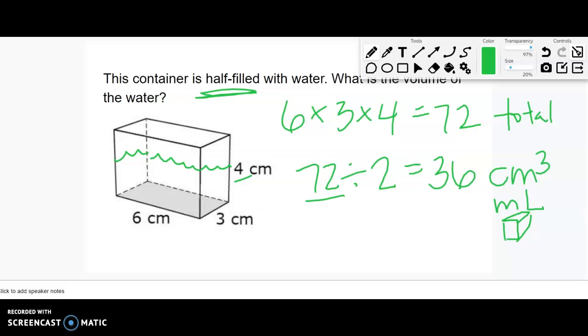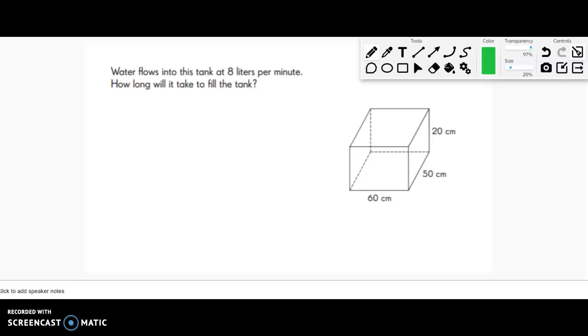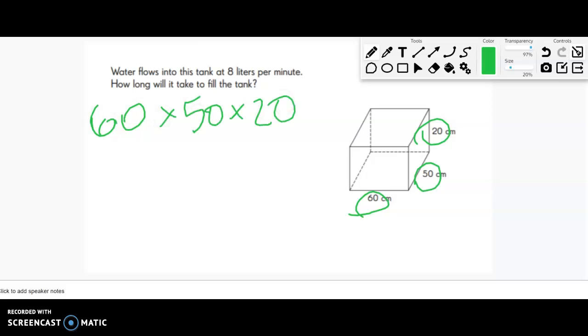So if it's only partway full, I just need to think about how do I find that part of the total. Do one more, and then you can always ask if you are stuck on any of the other ones, because there's different types of scenarios. So again, you're going to have to challenge your thinking. Water flows into this tank at 8 liters per minute. How long will it take to fill the tank? Well, first we should figure out how much water will be in it if it's full, right? 60, 50, and 20. So we can do 60 times 50 times 20.